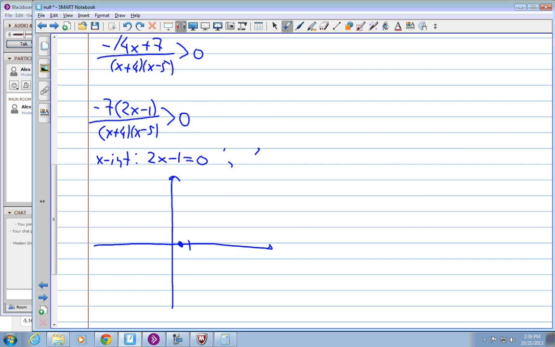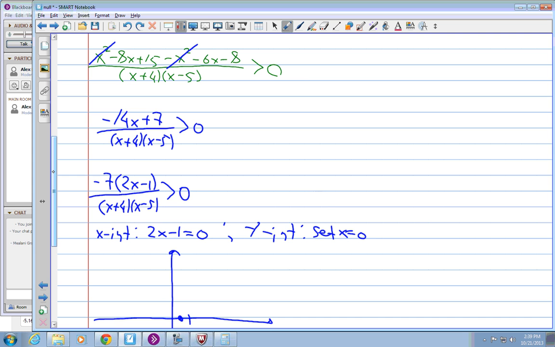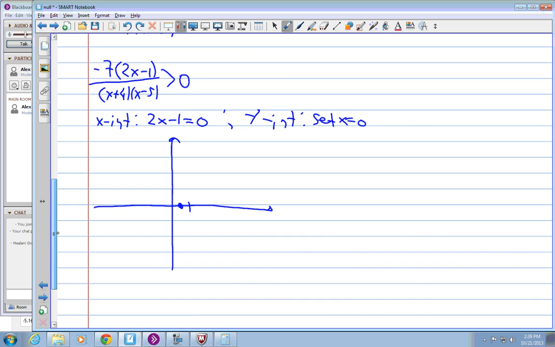What will be the y-intercept? So we're going to set x equal to 0, right? So what do we get? 7 in the numerator. If x equals 0, we'll just get 7. In the denominator, we'll get 4 times negative 5. So that's negative 20. Right? So it's negative 7 over 20.